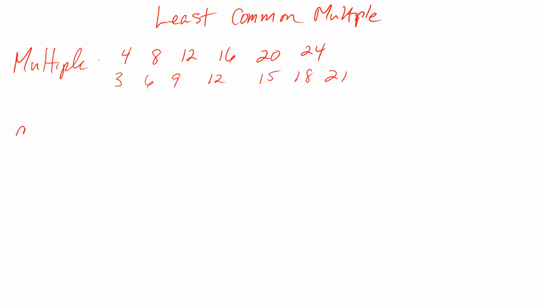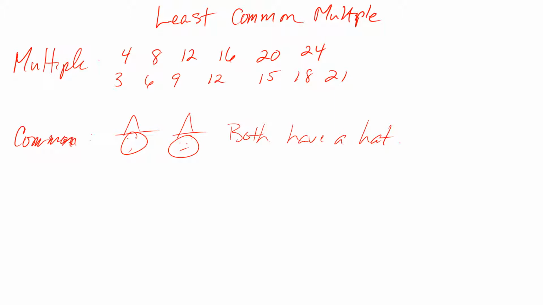Now the word common. Let's see what the word common means in this context. Suppose I've got a guy here and he's got this nasty little hat, and I've got another guy with the same nasty hat. What do they have in common? They both have a hat. That's what they have in common: something that's in both or shared by both of them. This guy's got a nasty hat and so does this guy.